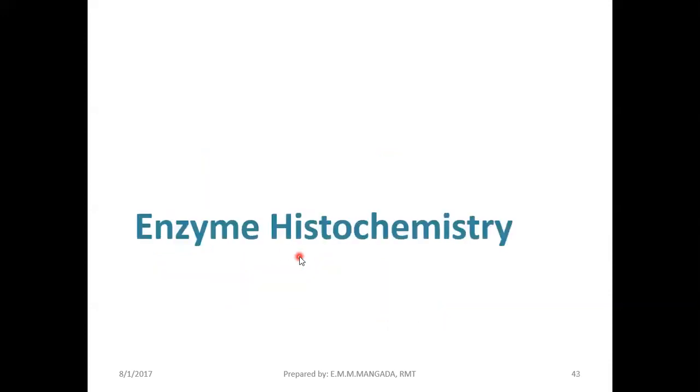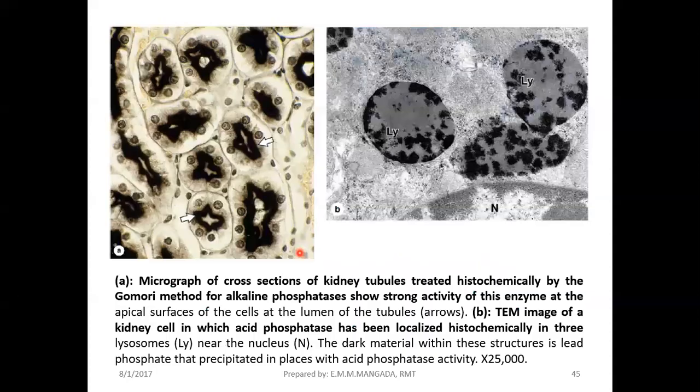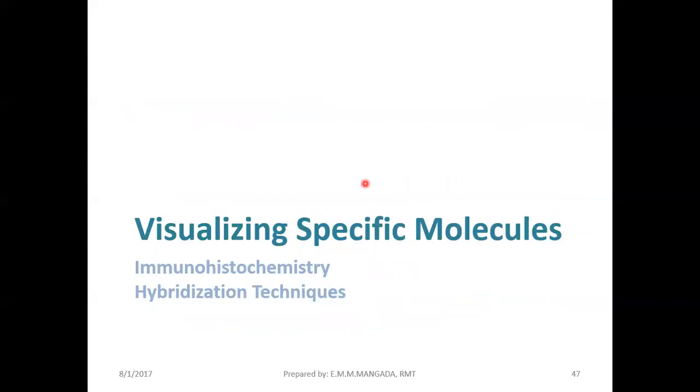Next, we also discussed enzyme histochemistry. Here, we're talking about the localization of enzyme activity: where exactly in the cell or in the tissue this enzyme is doing its activity. Similar to what, again? Autoradiography. In autoradiography, we're talking about the synthesis of macromolecules: where exactly in the cell or in the tissue these macromolecules are being produced. Here, we talk about enzyme activity. Next, we also discussed immunohistochemistry and hybridization technique.